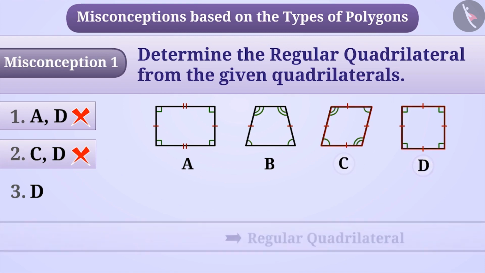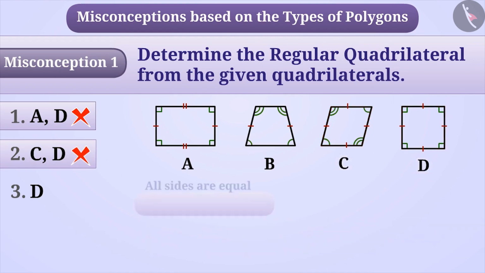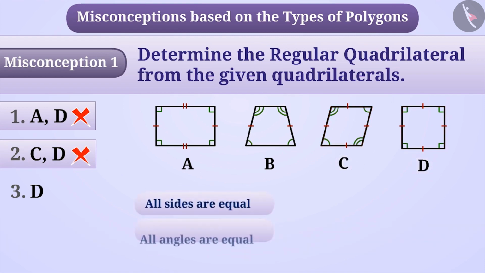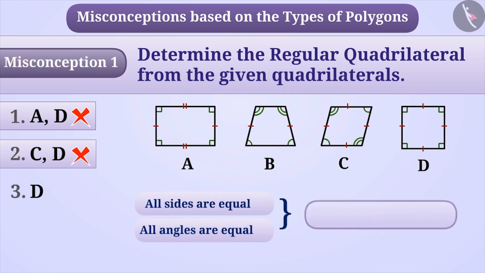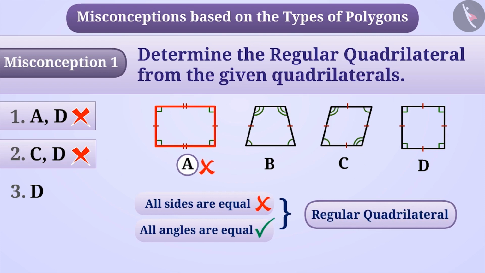The correct understanding is that if all the sides and all the angles of a quadrilateral are equal, then it is called a regular quadrilateral. In figure A, all the angles are equal, but all the sides are not equal. Therefore, it is not a regular quadrilateral. In figure B, neither all the sides are equal nor all the angles are equal. Therefore, it is also not a regular quadrilateral.